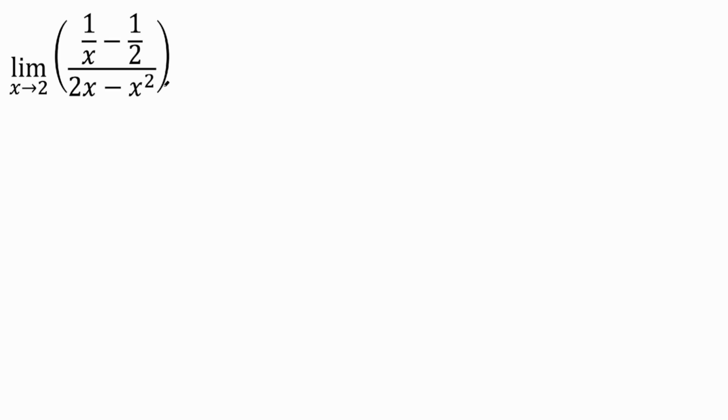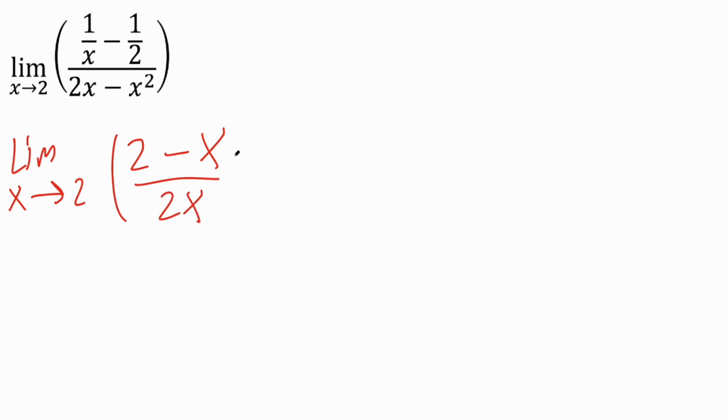So one thing that I could do is try to get a common denominator. So here I have an x, here I have a 2, so let's try to rearrange this a bit. So let's say we have the limit as x approaches 2, and for this piece right here, let's get a common denominator of 2x. If we do that, then this piece should be 2, and this piece should be x. So we're going to get (2 minus x) divided by 2x, close parentheses, divided by this piece here.